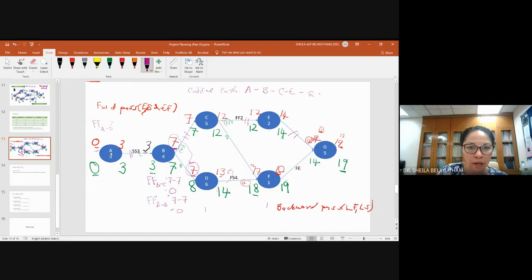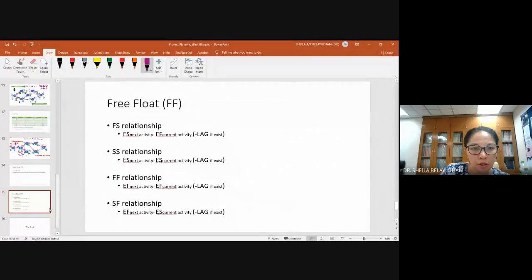So early start of the next activity, minus early start of the current activity, minus lag, if there is lag. Sorry, this one should be 0. Early start of the next activity minus early start of the current activity minus lag, that would give you 0. So free float for activity A to B is 0. For a start to start relationship, it is early start of the next activity minus early start of the current activity minus lag, if there is lag.